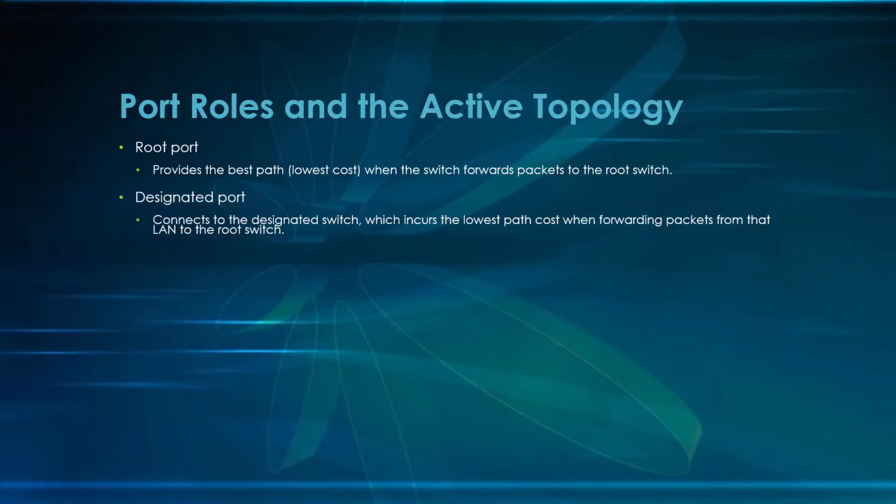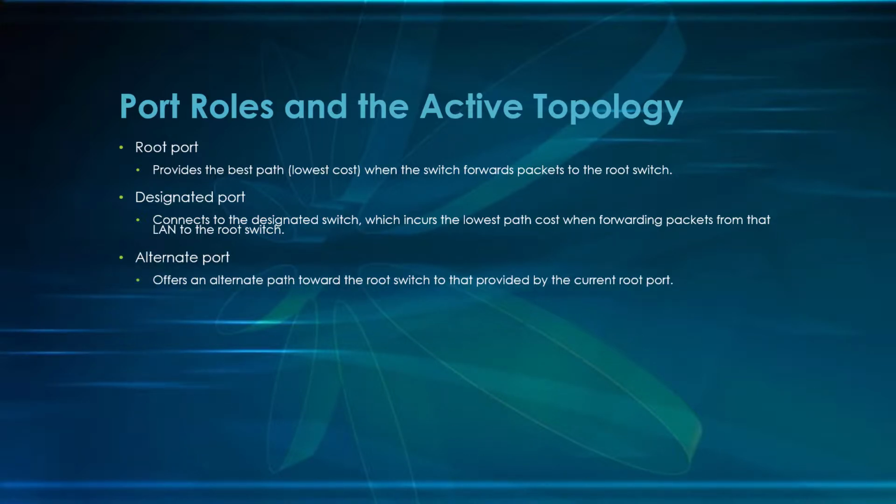We have the designated port, which connects to the designated switch, which incurs the lowest path cost when forwarding packets from that LAN to the root switch. So the designated switch is always going to be a landing point. The designated port is going to be forwarding, where the designated switch is connecting down. It's almost like the first network device that you attach to get to the network. So it's your network attach point, if you will.